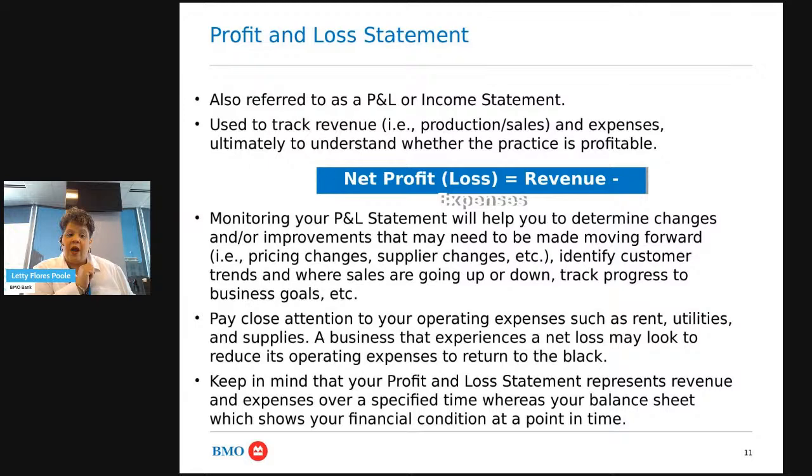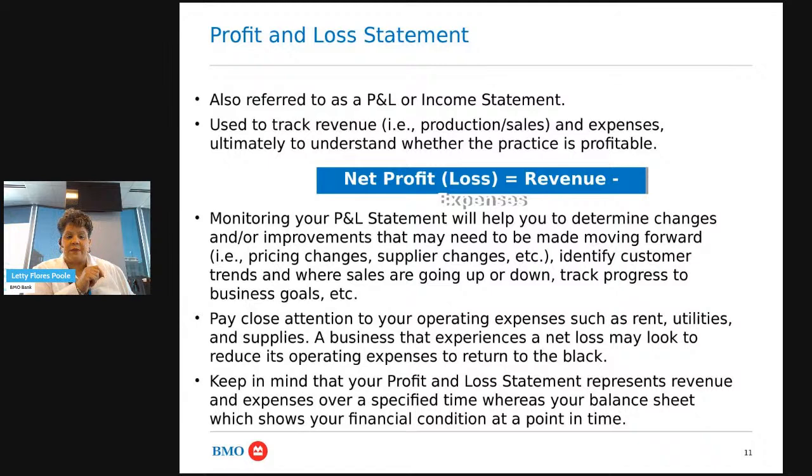Rashawn talked about pricing changes. We all know there's been pricing changes. There've been supplier changes. You know, there's increase on cost of goods. So how is that cost of goods increase impacting your profit and loss? It helps you to identify customer trends and where sales are going up and where sales are going down. It helps you track progress to your business goals. Remember, we mentioned that, right? Everybody has a business goal. How do you monitor that? How do you track to that number? You're going to track that through your profit and loss.